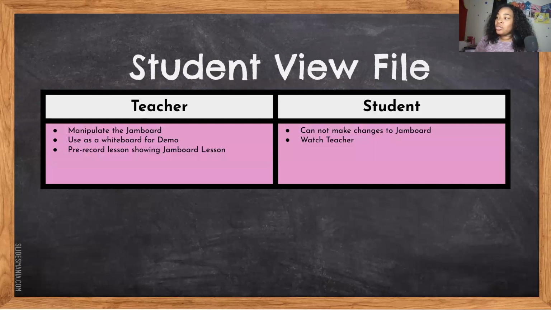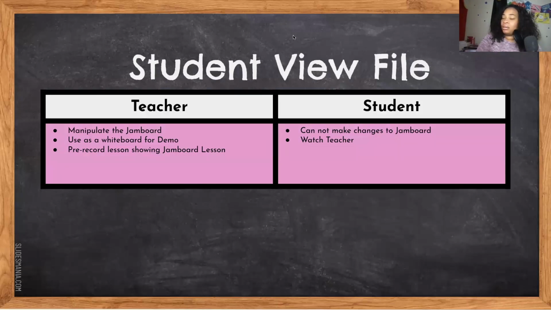And you can also use this as a whiteboard for demo. So maybe I want to show them how to solve a distance time problem. Maybe I want to model for them what I want them to do. You can also pre-record lessons showing your Jamboard lesson. So if you're using Screencastify or some type of screen recording platform, you can use that through the student view. And all you do is give them the link. What can the student do? Nothing but watch you. But keep in mind, there's a time and place for that type of setting, but keep in mind that Jamboard is designed for collaboration.